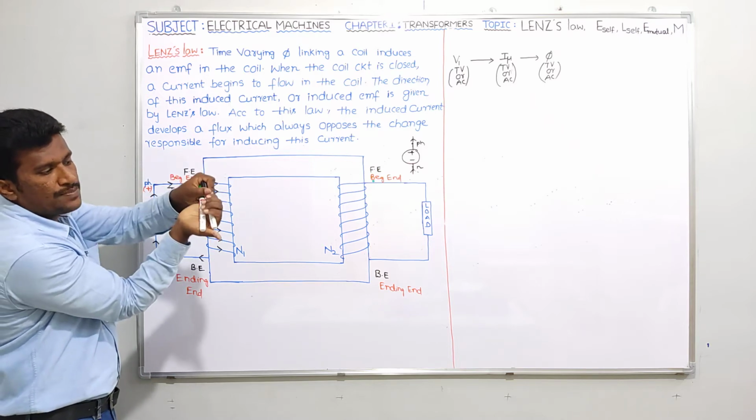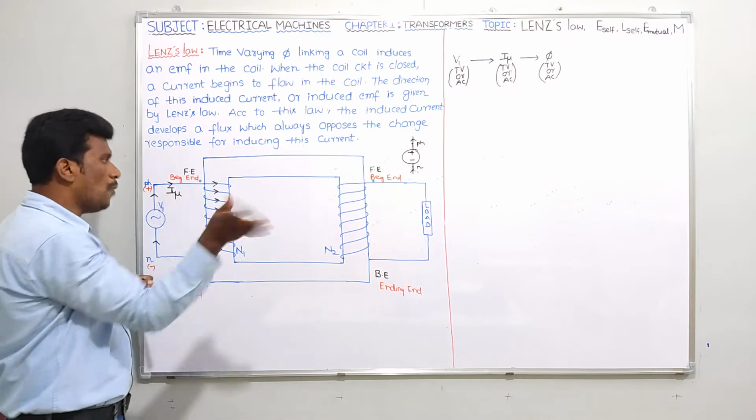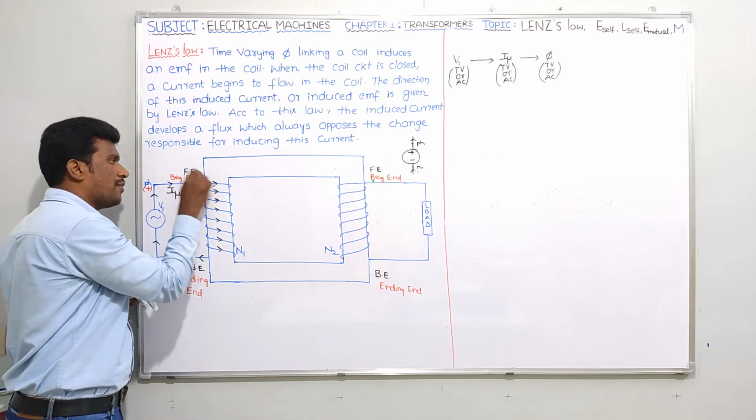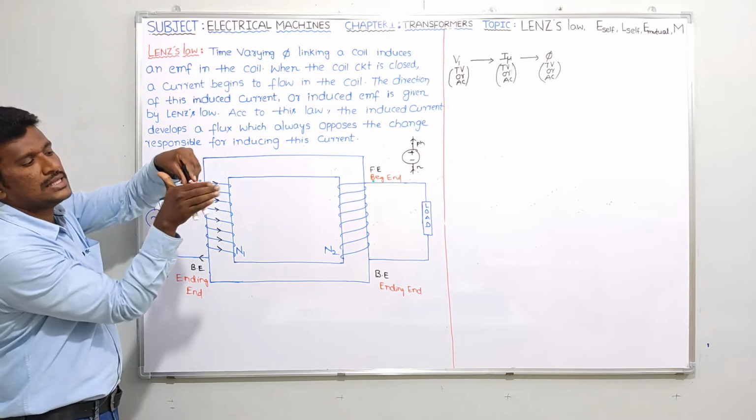If current is entering at the back end, you should show like this. The rapid finger should be like this, back end. Entering at the back end means it should show like this. Flux will be downwards. Now please see here, at the front end current is entering. Therefore, front end current entering means you should show rapid fingers like this.